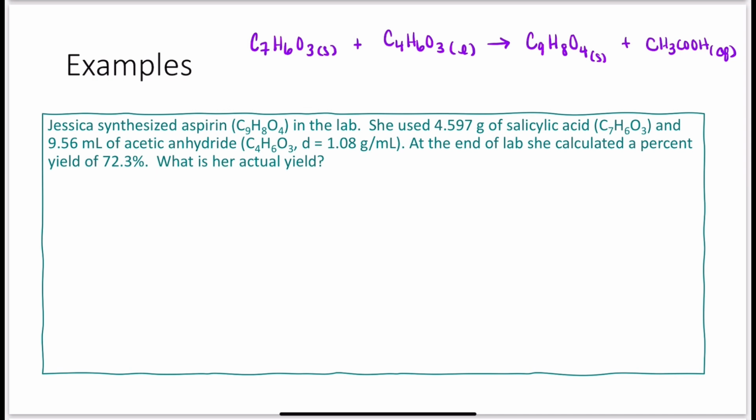Okay. First up, I don't actually know what my limiting reactant is. I know that I've used up 4.597 grams of this, and I've used up 9.56 mL of this, and the density here is 1.08 grams per mL. So I'm going to figure out how many grams of salicylic acid, C7H6O3, are needed to react all of my acetic anhydride.